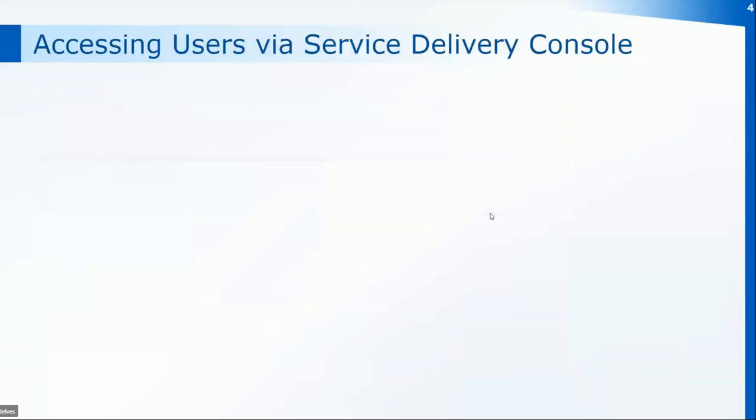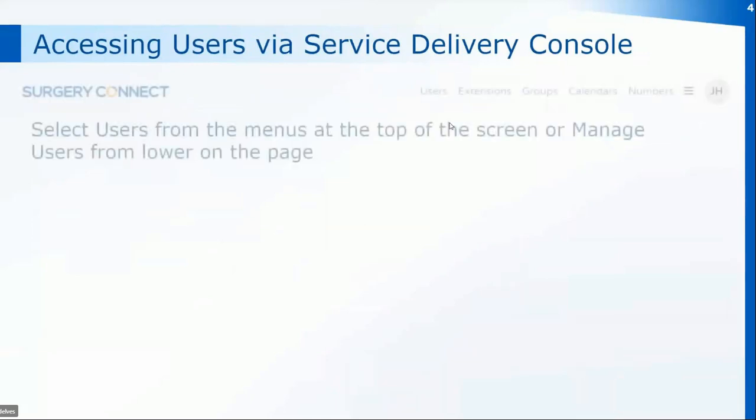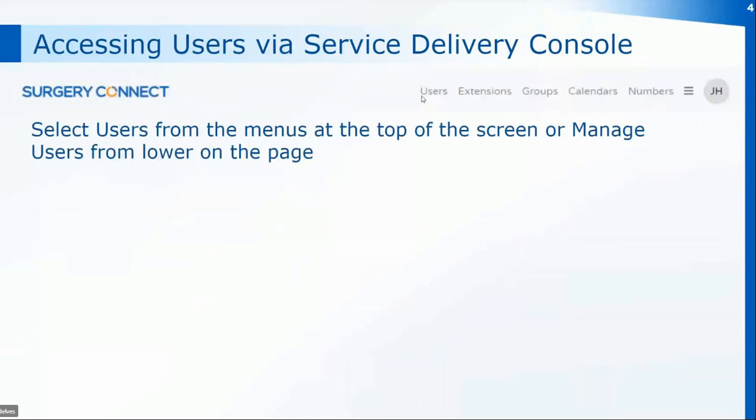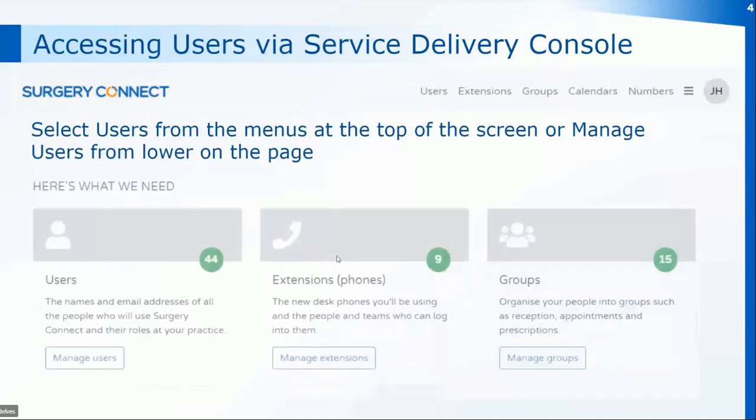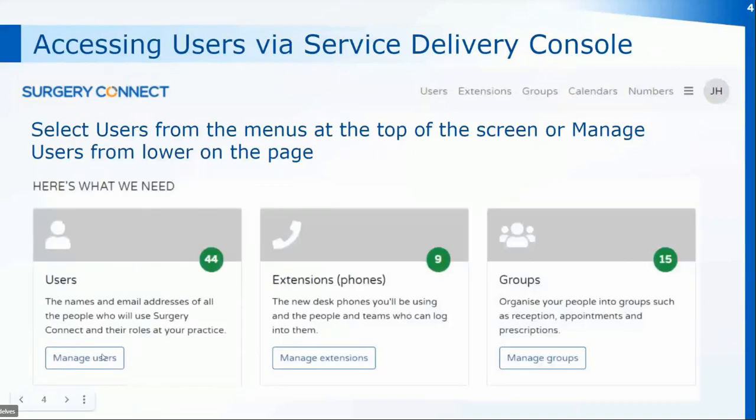Once you've accessed the service delivery console, you'll need to go to the users section so that you can see the short dial numbers that have been allocated. You can do that by clicking on the menus at the top of the screen and going to the user section, or if you scroll down on the screen, there'll be a box that says Manage Users, and you can click on that box to take you into the user list.